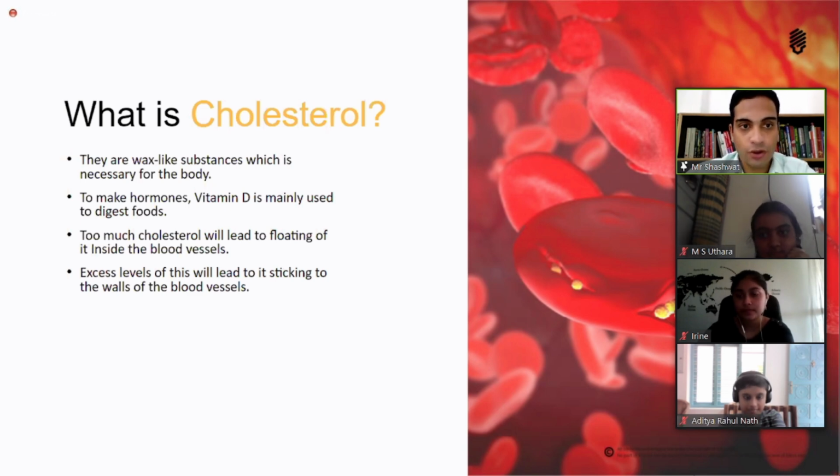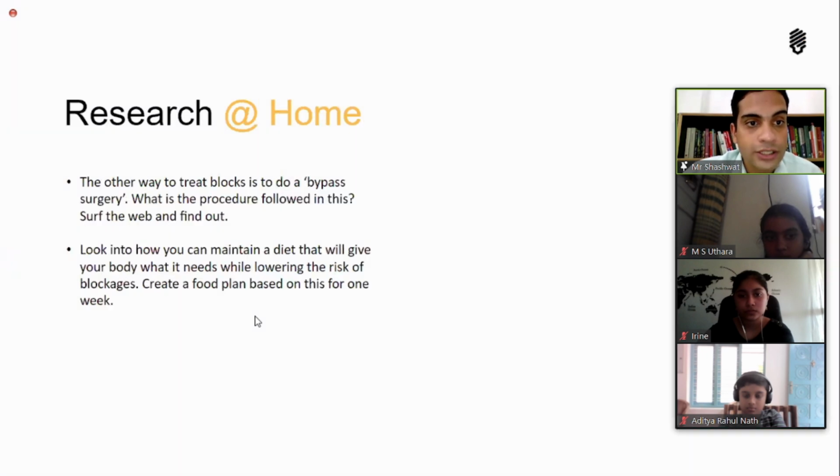So, cholesterol is a wax-like substance which is actually necessary for our body. Some cholesterol, within healthy limits, is required by our body to make hormones. Excess levels of cholesterol will lead to it sticking to the walls of blood vessels, and that will lead to blockage in your blood vessels. So this is about cholesterol.